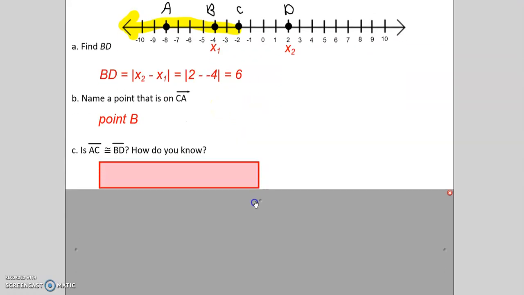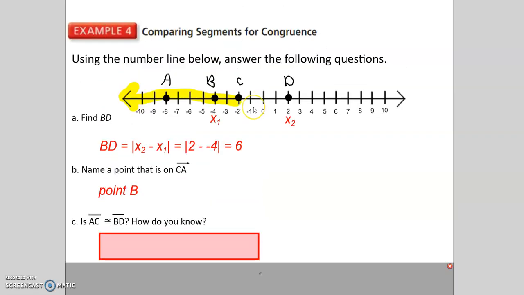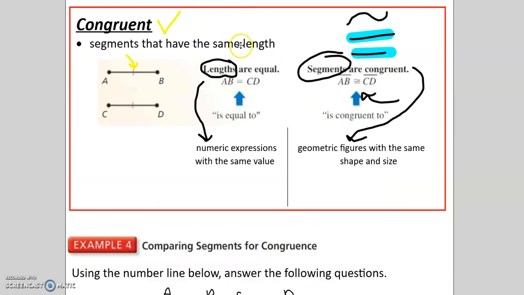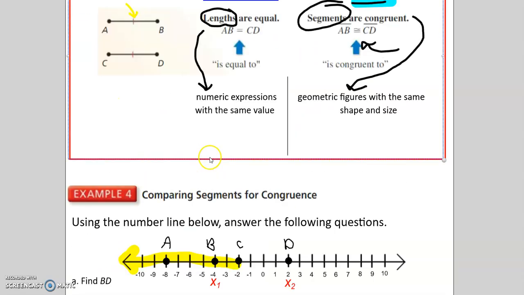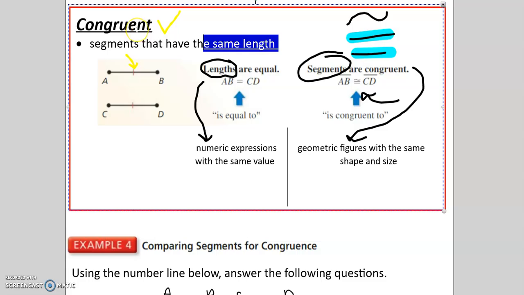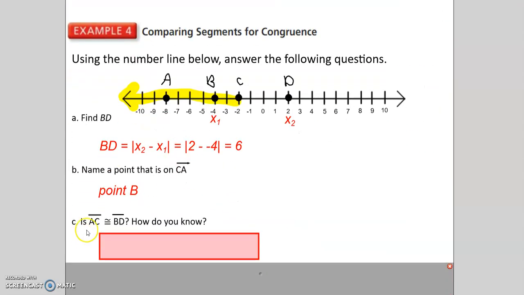Now it says, is line segment AC congruent to line segment BD? And how do I know this? Remember, if something's congruent, they have the same length. So isn't that what I have to find here? What's the length of AC and what's the length of BD? And if they're the same, I know they're congruent. Make sense? So, find the length of AC.